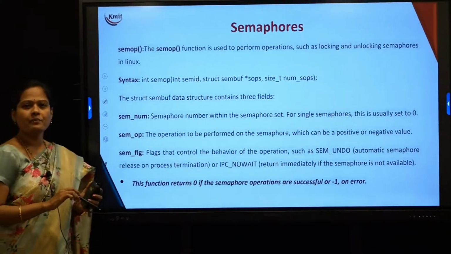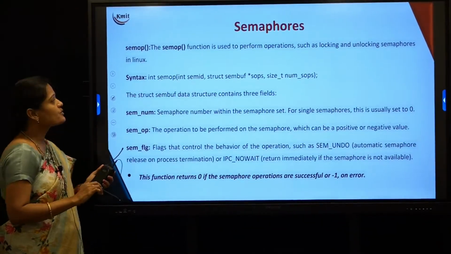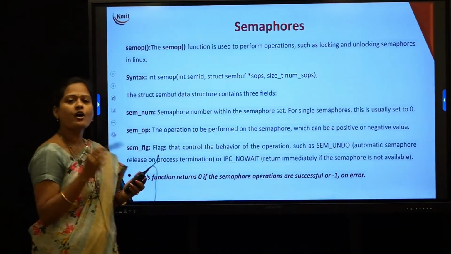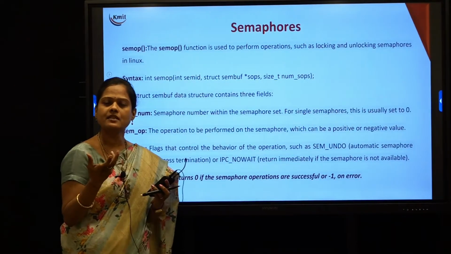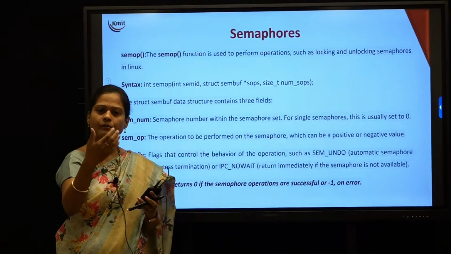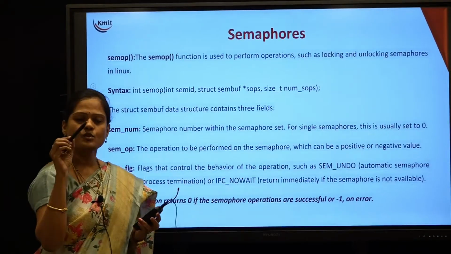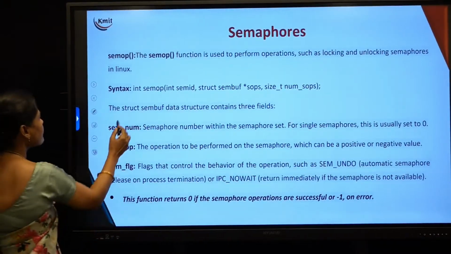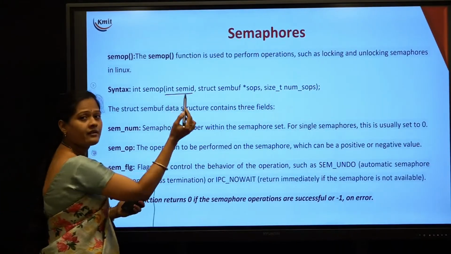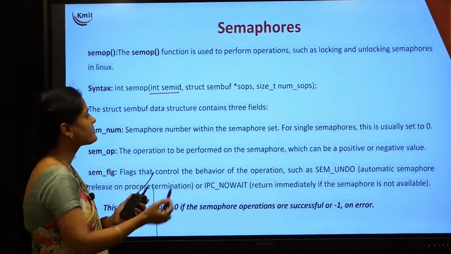Coming to the third operation here, which is nothing but semop. Semop is used for, now normally for what purpose am I using a semaphore? For locking or unlocking before you enter into a critical section. So that operation is to be done, right? For that we use semid, which you get from semget, as I told you.